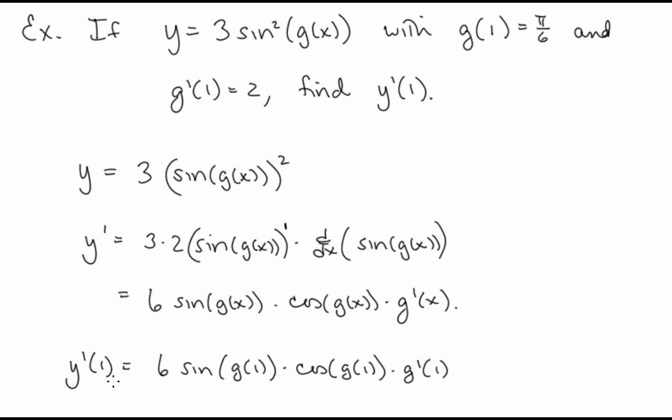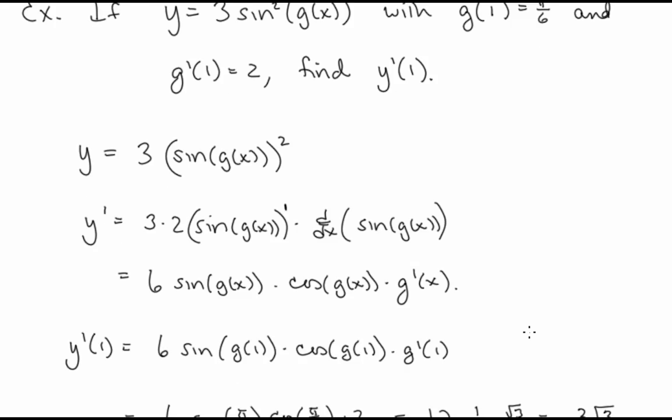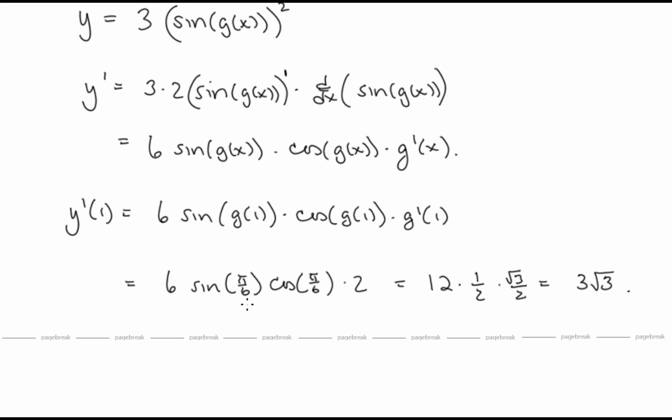So evaluating at x equals 1, we're going to plug a 1 in for each of the x's, and we're going to have 6 sine of g of 1 times cosine of g of 1 times g prime of 1. We know that g of 1 is pi over 6, and g prime of 1 is 2. So that leaves us here. 6 sine of pi over 6, cosine pi over 6 times 2. Sine of pi over 6 is 1/2, cosine of pi over 6 is radical 3 over 2. So we're here. We have a 4 in the denominator that cancels with the 12, leaving a 3 in the numerator, and we have 3 radical 3. And so that's y prime of 1.